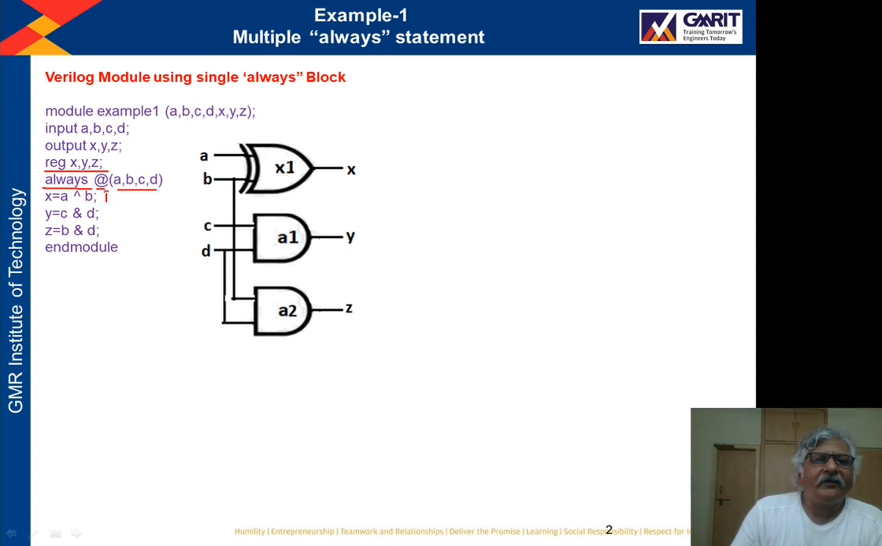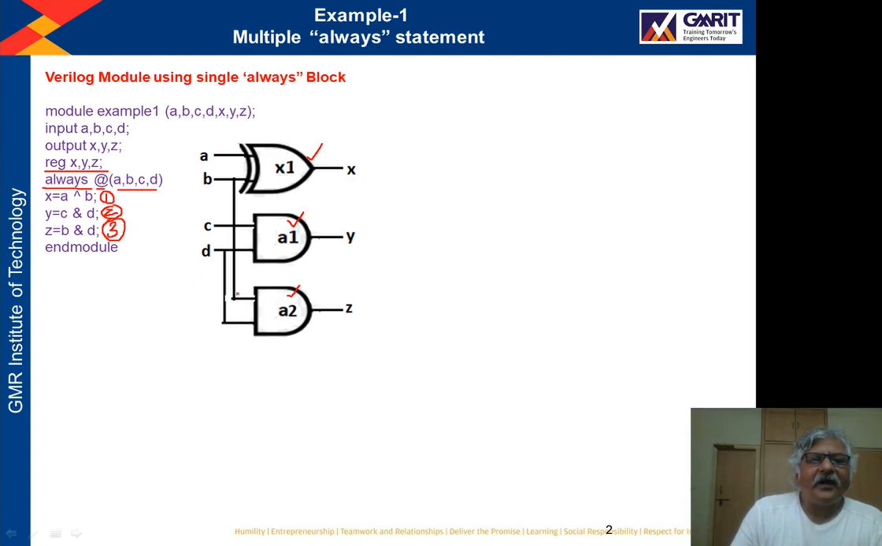So the first statement will evaluate A XOR B and the result will be assigned to X. In this way this statement models this particular XOR gate. Then statement 2 is Y = C and D, and this is modeling our AND gate. Then the third statement is Z = B and D. So this is the third statement for this A2 AND gate.